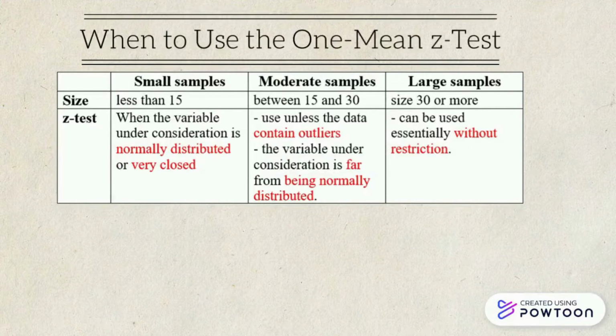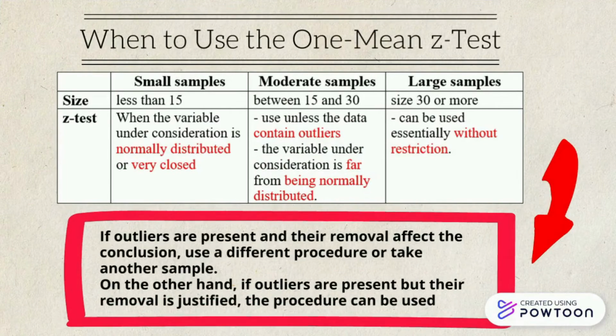For the small sample, the z-test should be used only when the variable under consideration is normally distributed or very close to being so. For a sample of moderate size, the z-test can be used unless the data contain outliers or the variable under consideration is far from being normally distributed. For the large sample, the z-test can be used essentially without restriction. Hence, if outliers are present and their removal affects the conclusion, use a different procedure or take another sample. On the other hand, if outliers are present but their removal is justified, the procedure can be used.